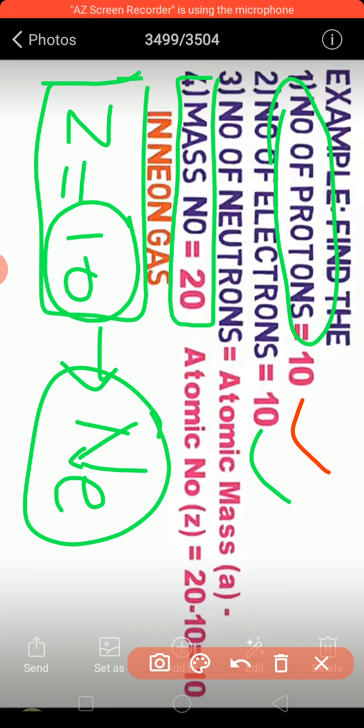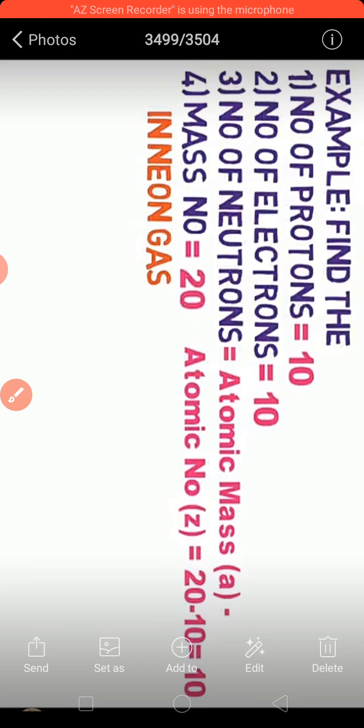And we know that mass number A is equal to protons plus neutrons. So if you subtract your atomic number, meaning your protons, you will be left with your neutrons. So simply, when you have to find neutrons and the mass number is given, or the number of protons or electrons is given, just subtract the atomic number, that is the number of protons or electrons, from the mass number, and you will get the number of neutrons. This is an example that I have shown you.